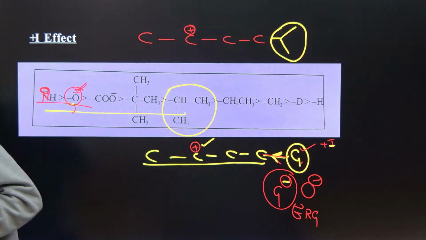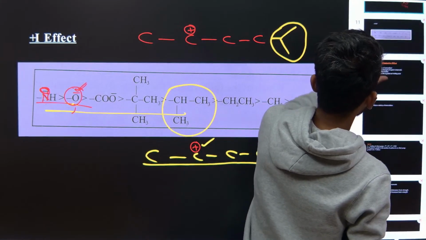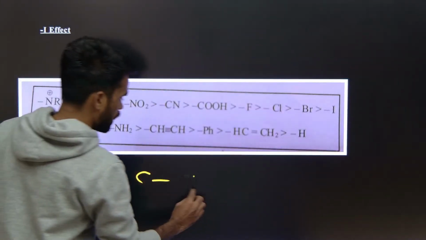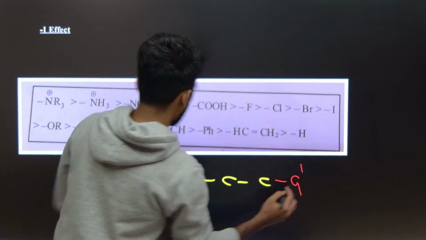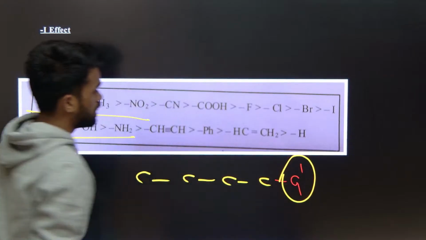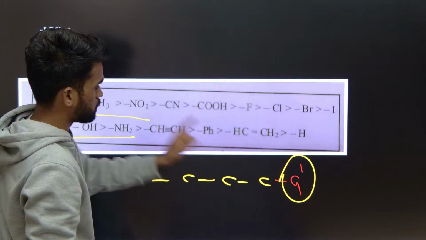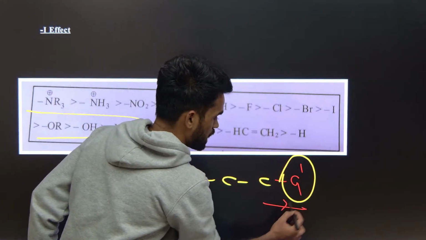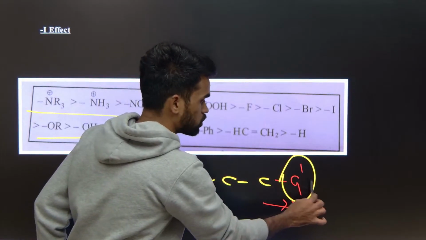Now look at this. Minus I groups are there. So these are the minus I groups. If the carbon chain has any of these species, I am indicating it with G dash. G dash can be any of these. If any of these groups is attached to the carbon chain, that group will drag the electrons towards itself. Then we can say it is an electron withdrawing group.